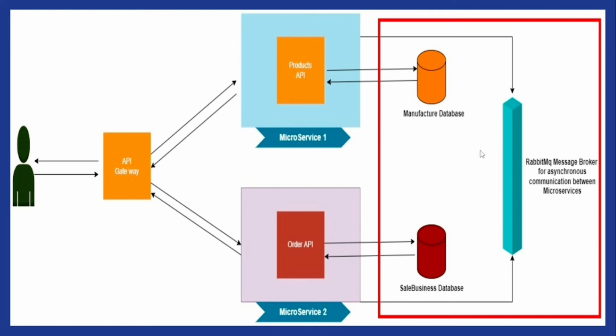Why? Because whenever the product is saved in the manufacturer database, at the same time the same data will be saved into the sales business database, into the child product table. That communication is carried out by the RabbitMQ message broker.